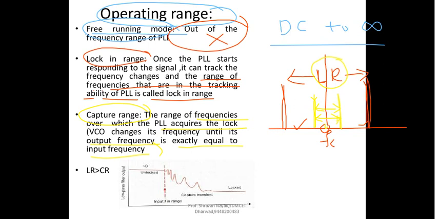So the lock range is a larger range, and another one is the free running mode, which doesn't come under the jurisdiction of the PLL. So it is beyond the range of the PLL. The same thing is represented in this diagram also. You can see here the unlocked range, right? Then the signals become like this. These are the capture transients, because in the process of capturing, there are certain variations in the signal ranges. Then finally, it is going to be locked here.